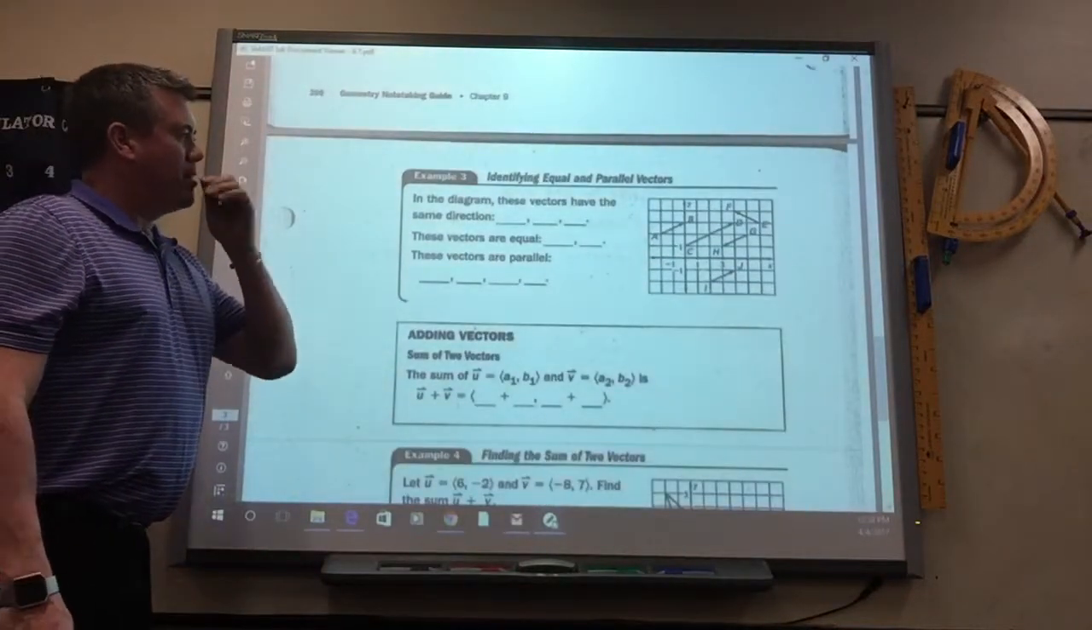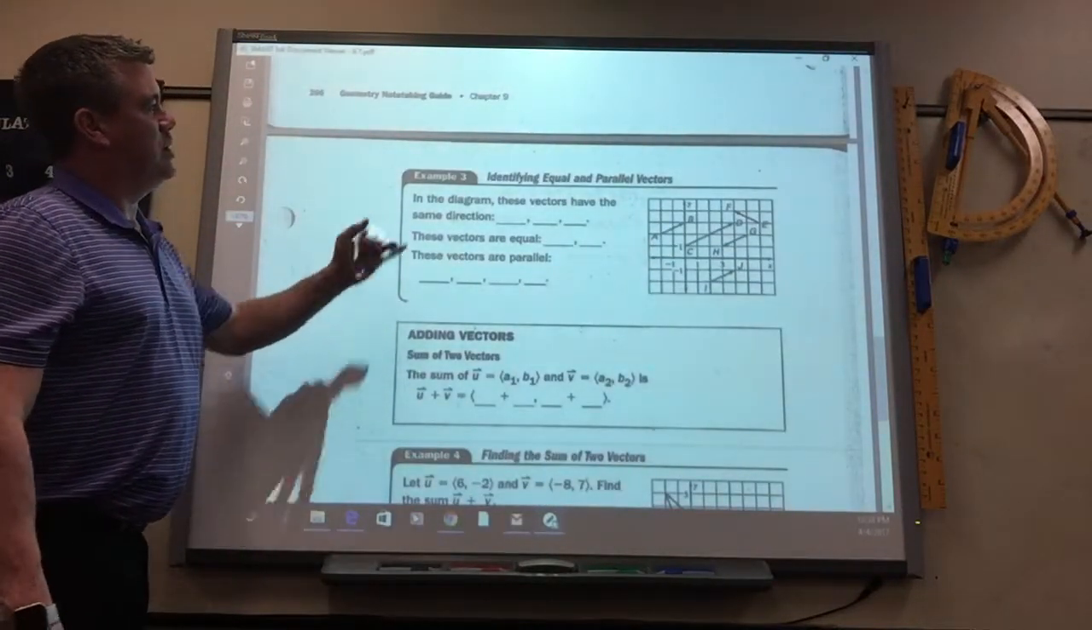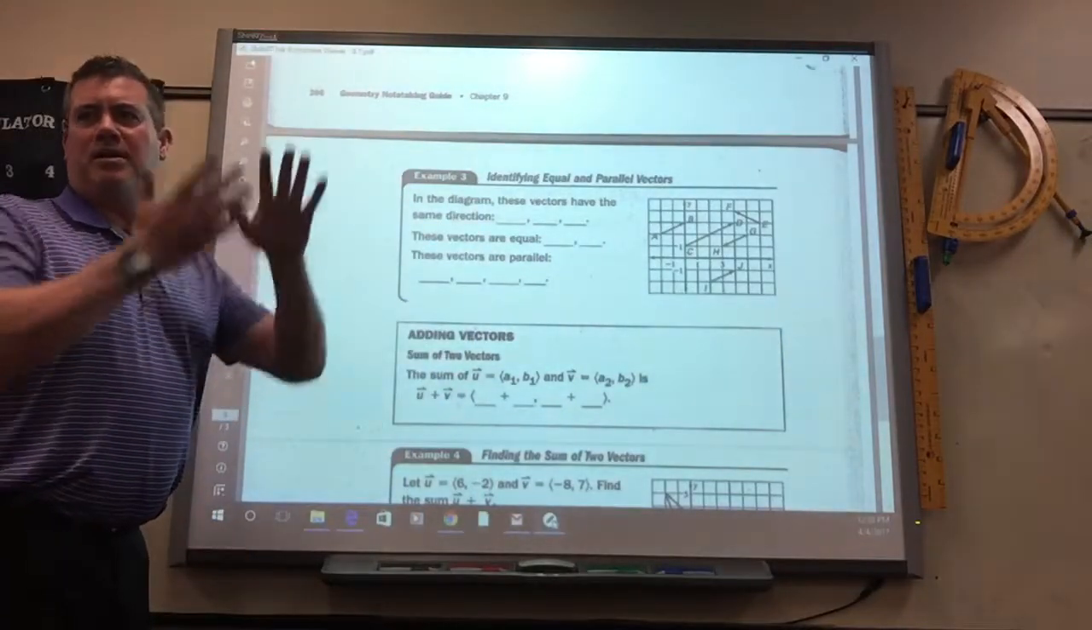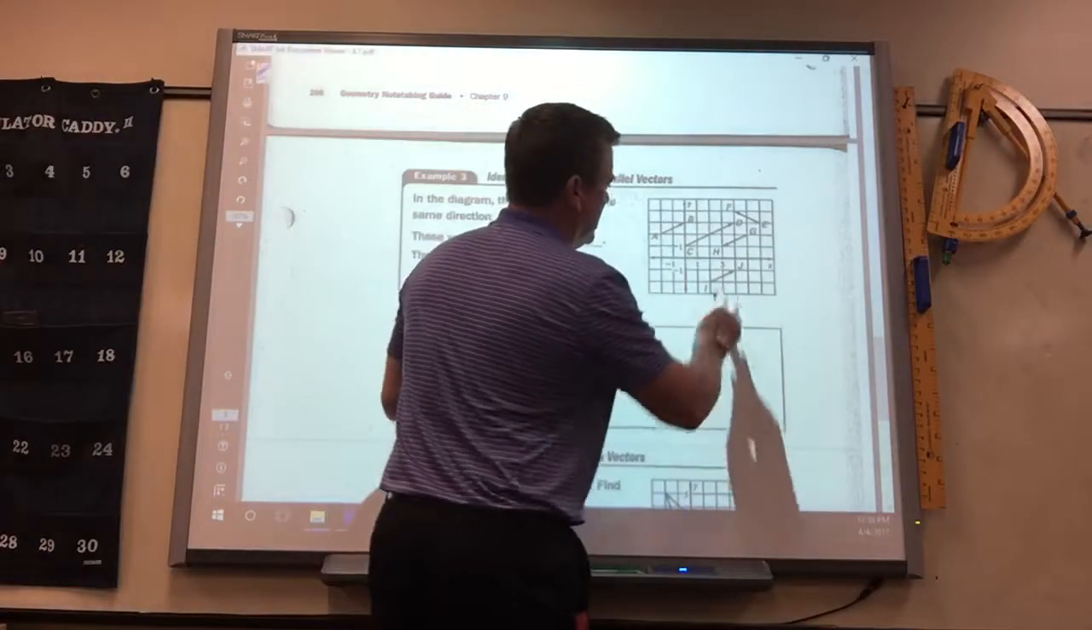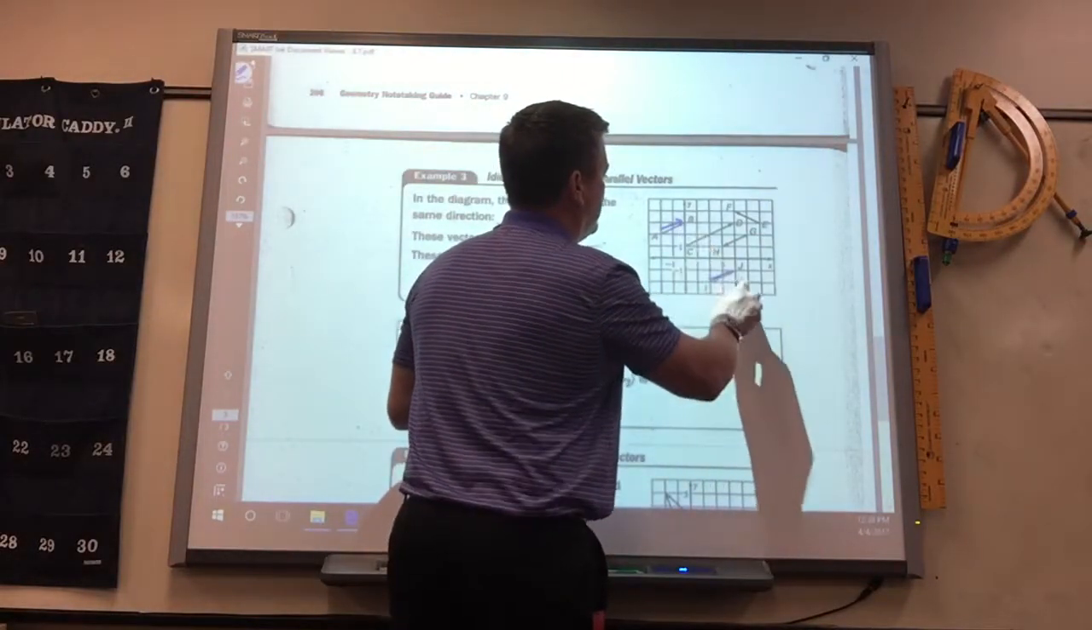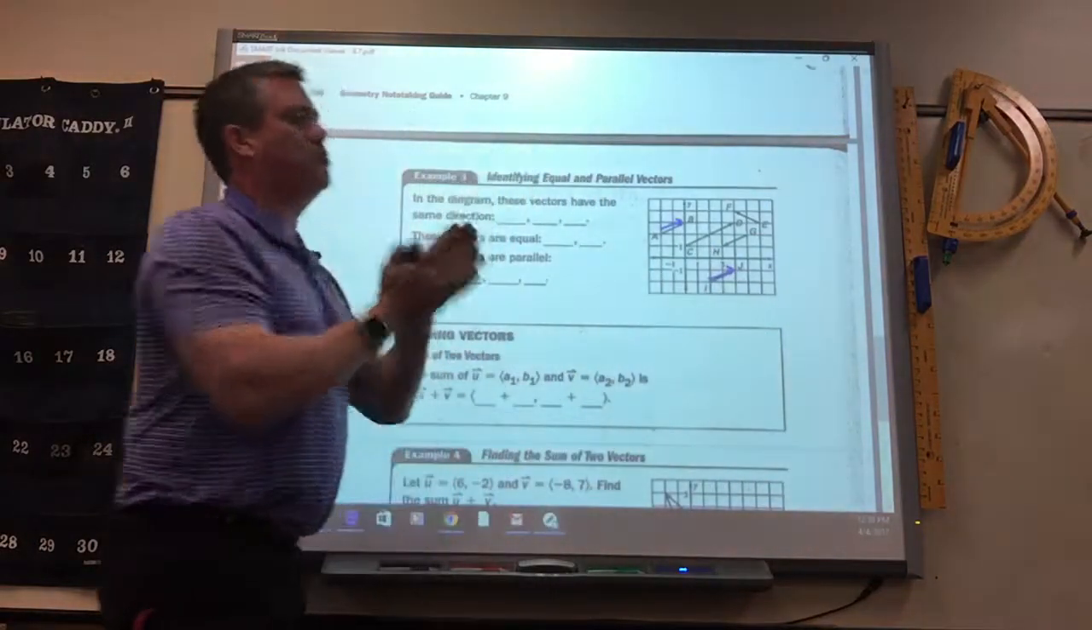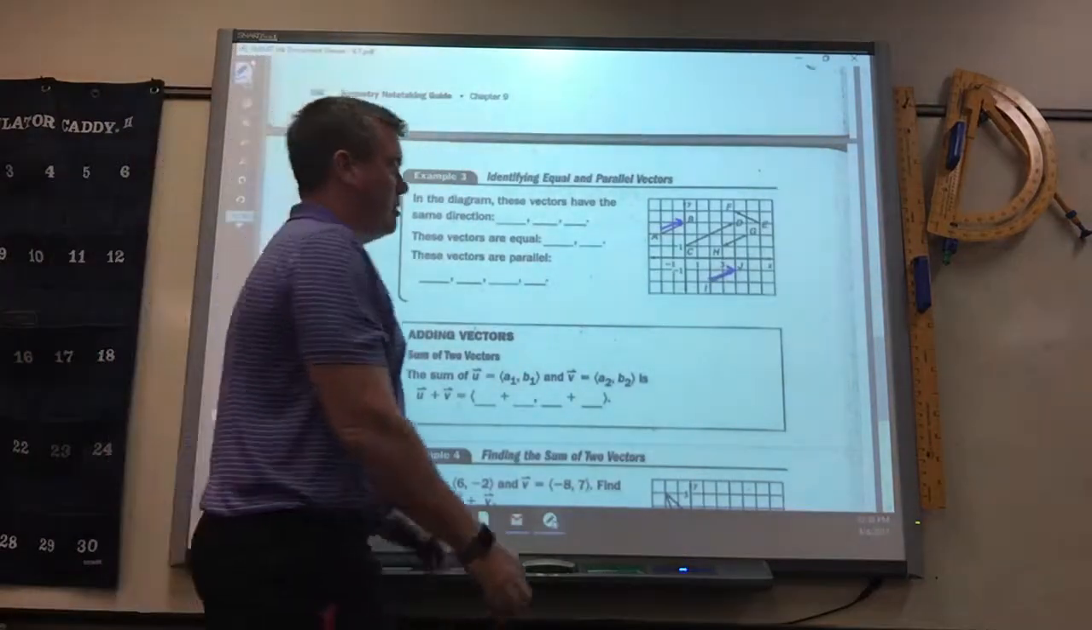Okay, this is no big deal, equal and parallel vectors. You guys know what parallel means, right? Equal, they're the same. This one and this one are the same because they're both the same distance and they're both going up the same length.